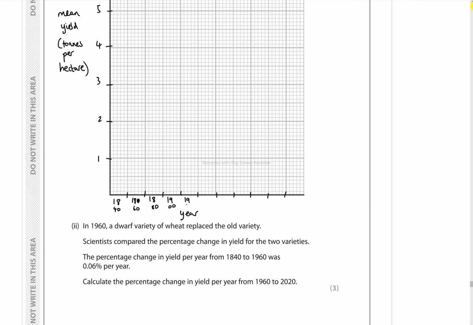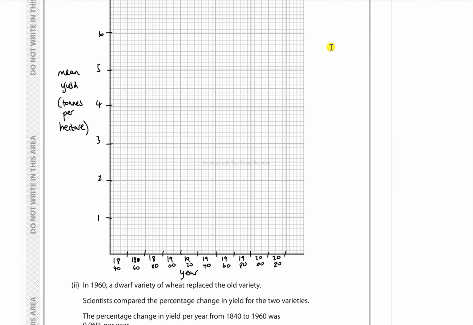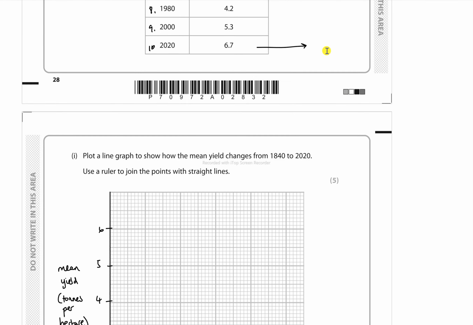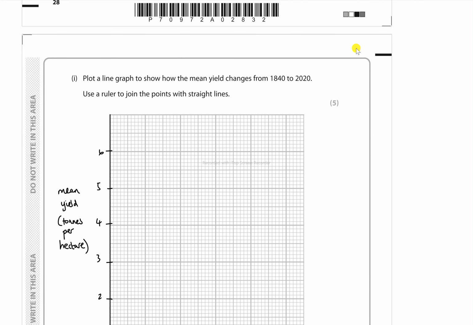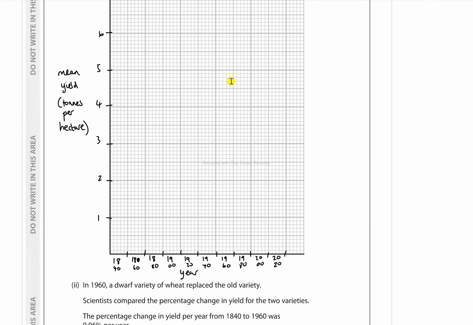1900, 1920, 1940, 1960, 1980, 2000, 2020. Does it go to 2020? Yep, okay. And then what you do is just plot them. That should not be difficult. And then it says use a ruler to join the points with straight lines. Done. That's not difficult.